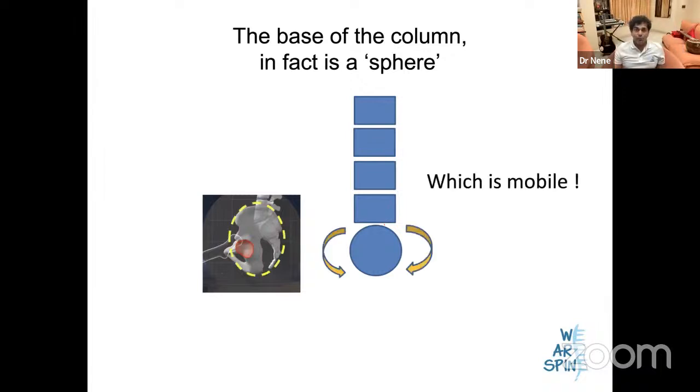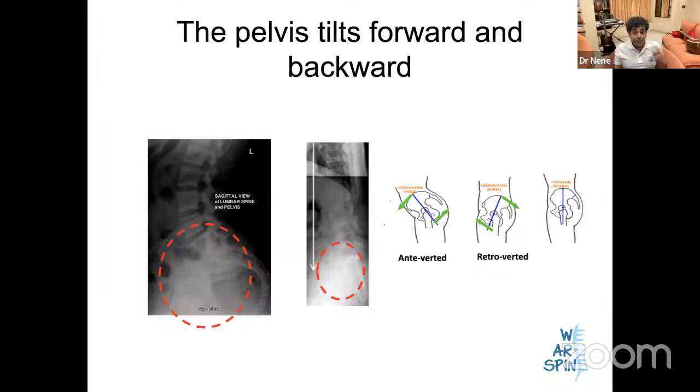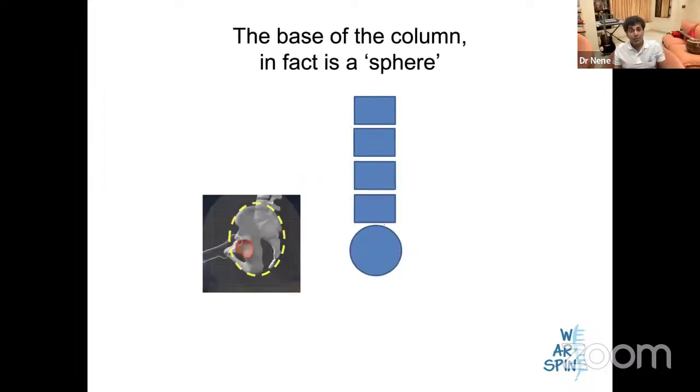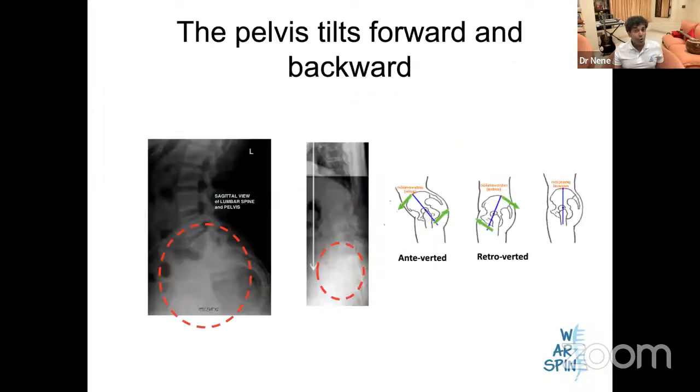Now, this sphere being mobile, your pelvis can be forward tilted or backward tilted. It becomes difficult for us to even gauge whether the sphere is forward tilted or backward tilted. If it was a block like this, you could easily know if the block is tilted forward or backward. But with the sphere, it's hard to know whether this person's pelvis is tilted forward or backward. We call that anteversion and retroversion, right?